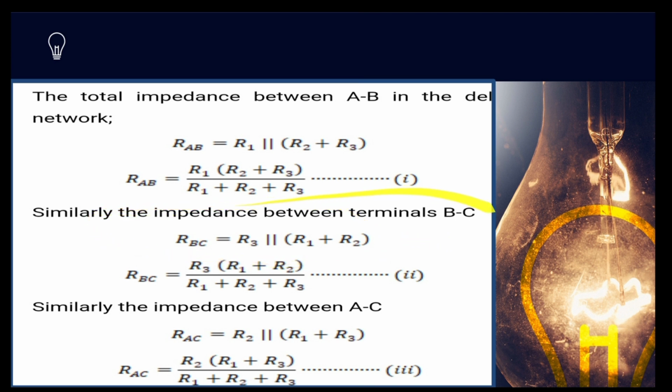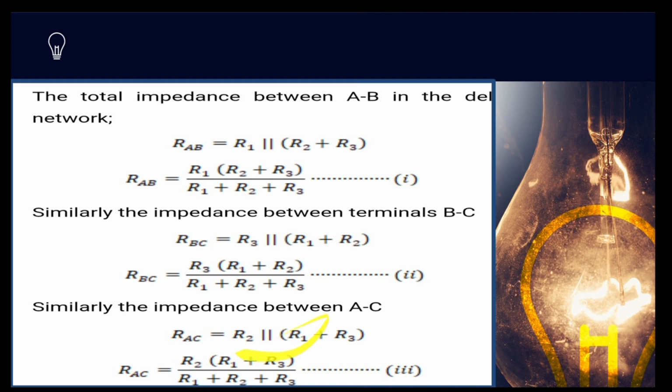Similarly, the independence between terminals is applying the same concept of how we found the overall resistance between A and B. Applying the same concept between B and C, we can get RBC equal to R3 in parallel with R1 plus R2. So RBC will be R3 into R1 plus R2 divided by R1 plus R2 plus R3. Similarly, the total impedance or resistance between A and C will be found by applying the same concept.